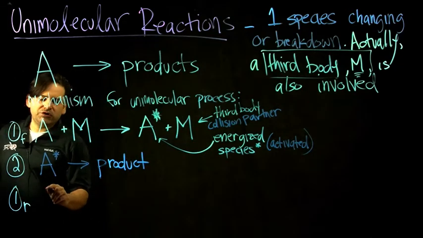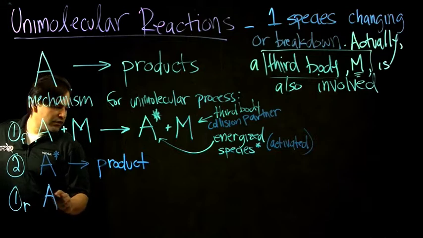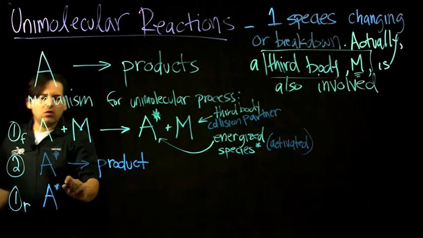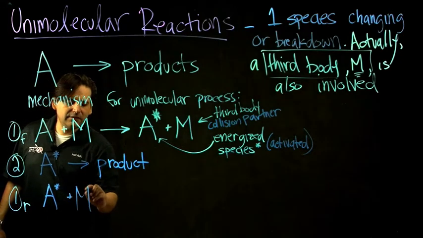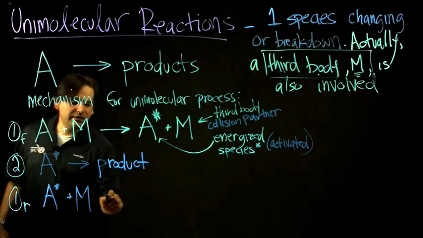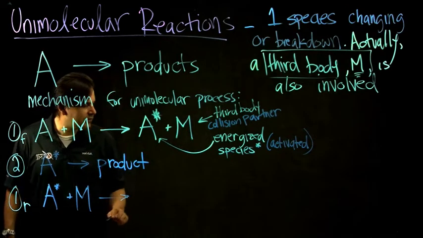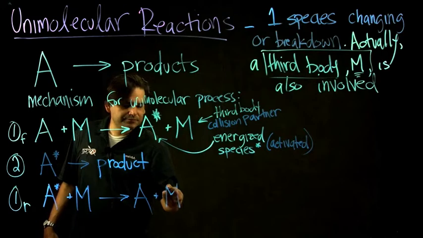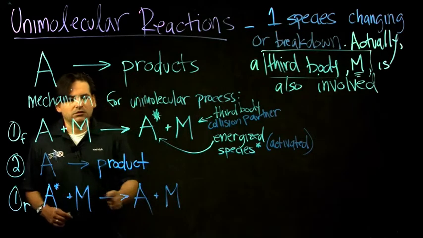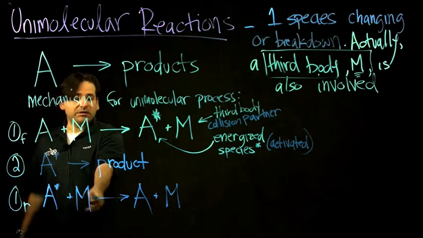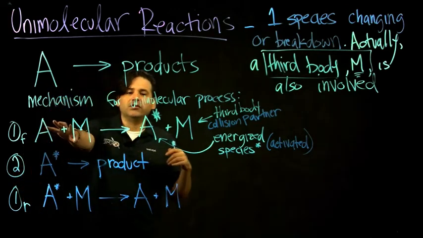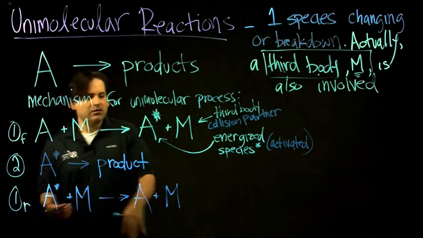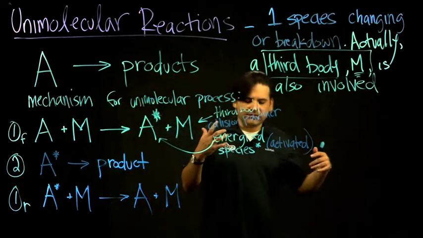And then to close, to terminate this process, you could either form this product, or this activated thing will collide again to deactivate it. So this third body can come in again and say, hey, calm down. It can hit it in the wrong spot and it'll no longer be activated. So the reverse of reaction 1 is also possible, where it collides with the third body, becomes activated, and then the next collision, or collision after that once it's activated, with the third body would deactivate it, make it less reactive.